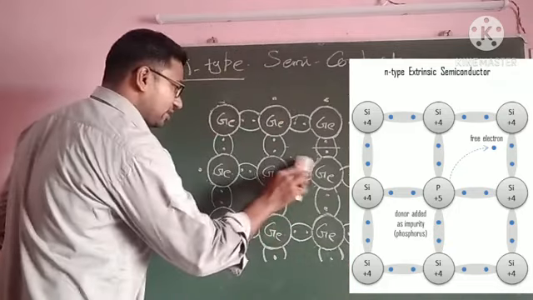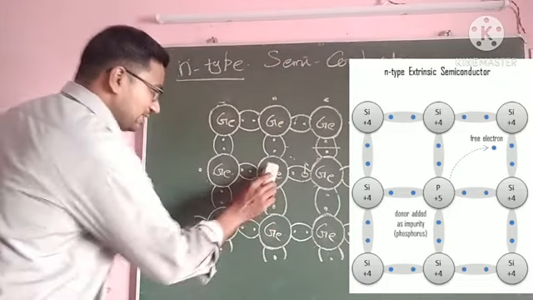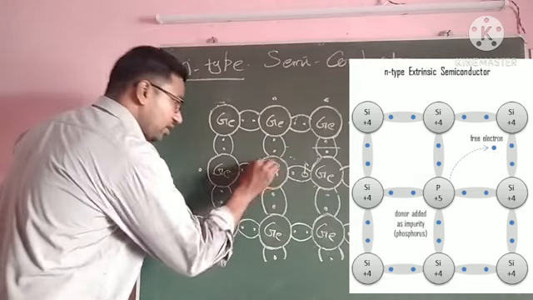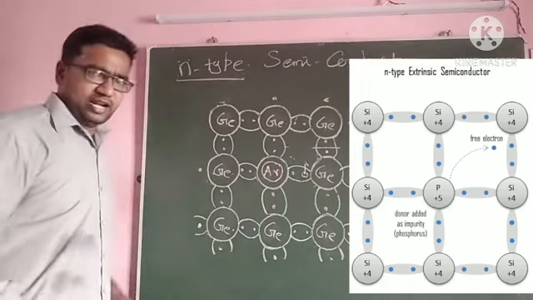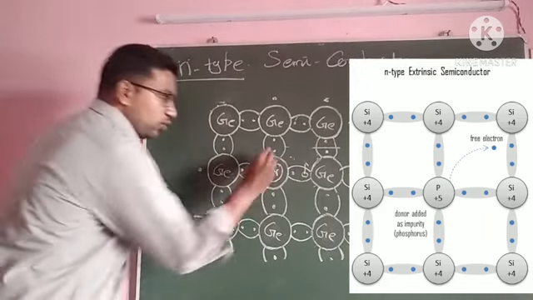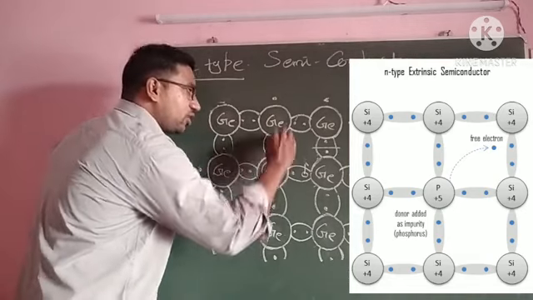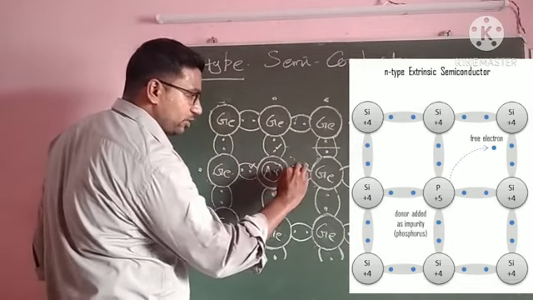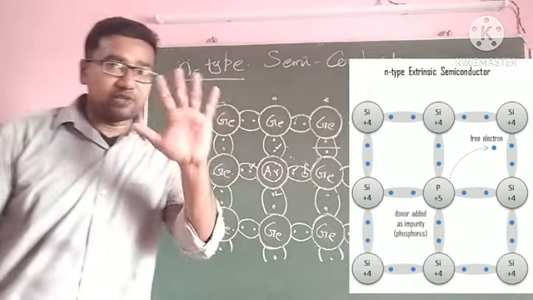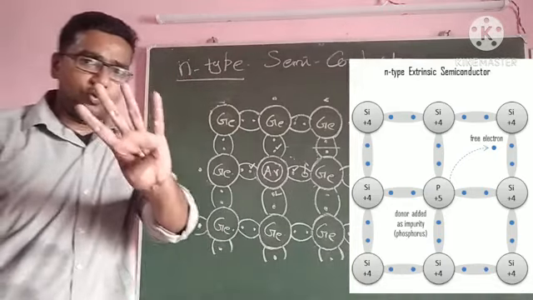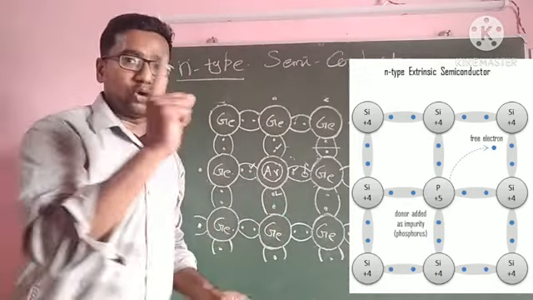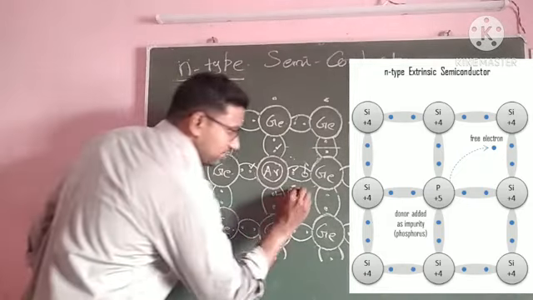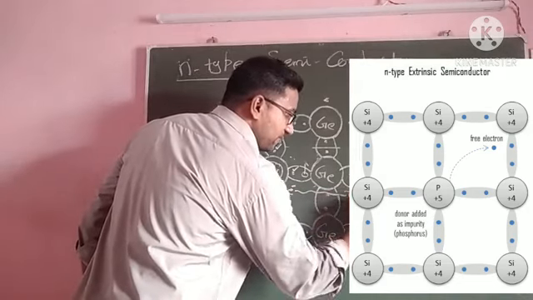Now I am going to add the impure atom, for example arsenic. So the center atom is replaced by arsenic. It has 5 electrons. One electron is shared with the top neighboring germanium atom, one with the left, one with the bottom, and one with the right. So arsenic has 5 electrons, 4 electrons are shared with the neighboring atoms, and one is remaining. That electron is here. This electron is called a free electron.